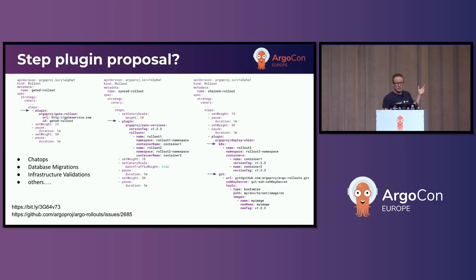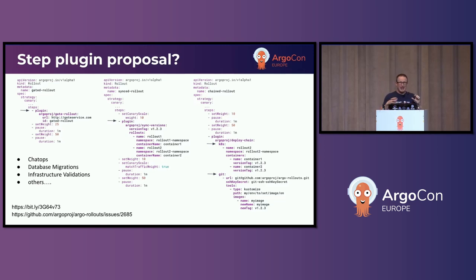Yeah, there's other things like ChatOps. You could have a step that pings Slack and prompts your developers, saying, hey, we're at 20%. Do you want to continue to the next percentage, et cetera? And so there's all kinds of interesting ideas there. Database migrations, if you want your first step to do some database migration work. Check infrastructure validation to make sure certain things are in place before continuing your rollout. All kinds of possibilities exist with step plugins that are extremely fascinating.